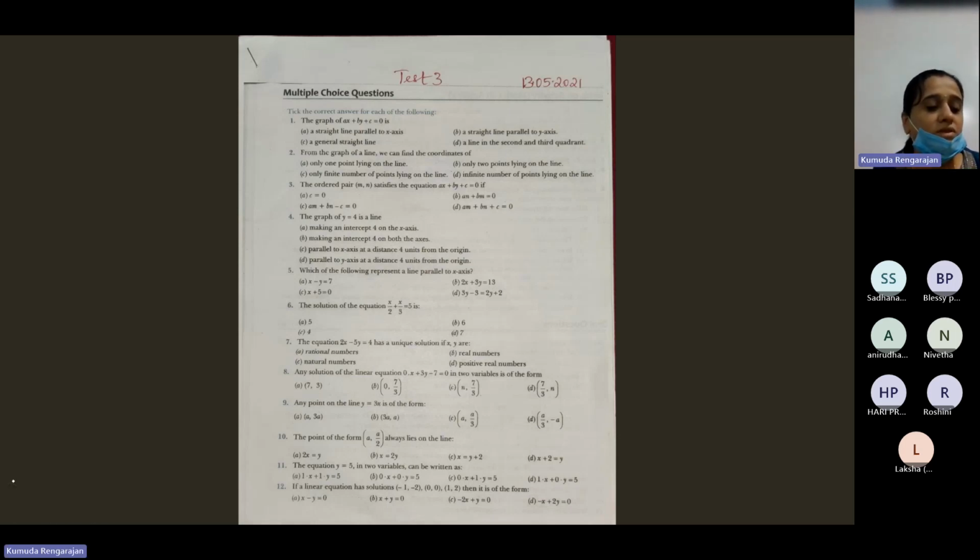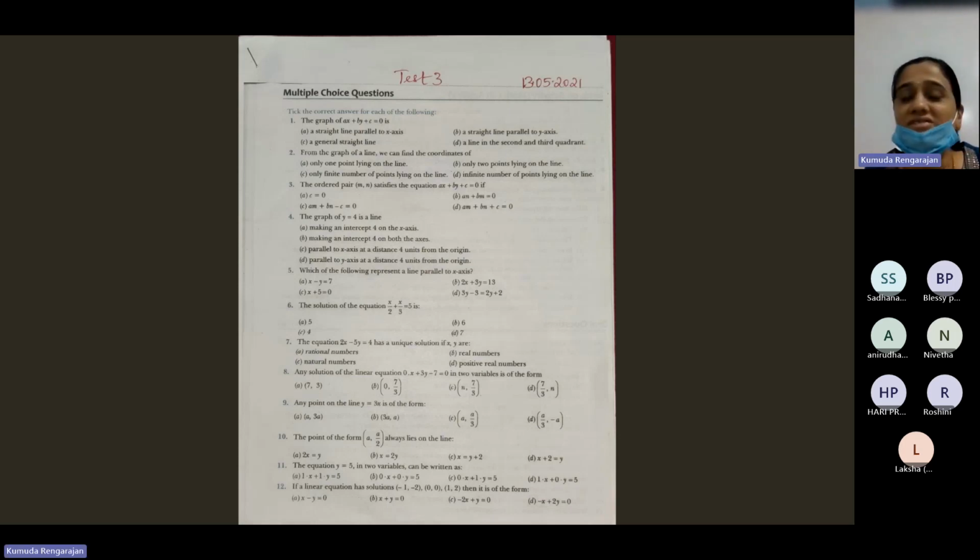The first one: the graph of ax plus by plus c is equal to 0 is, the options are a straight line parallel to the x-axis, a straight line parallel to the y-axis, a general straight line, a line in the second and third quadrant. Okay, so the correct answer is a general straight line.